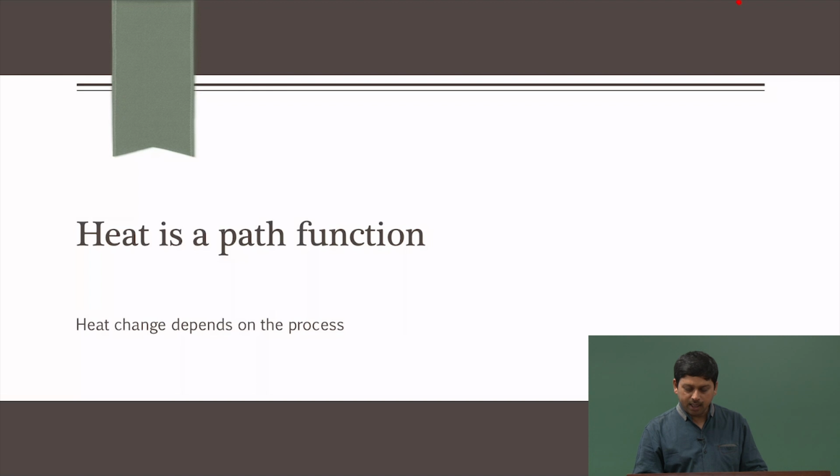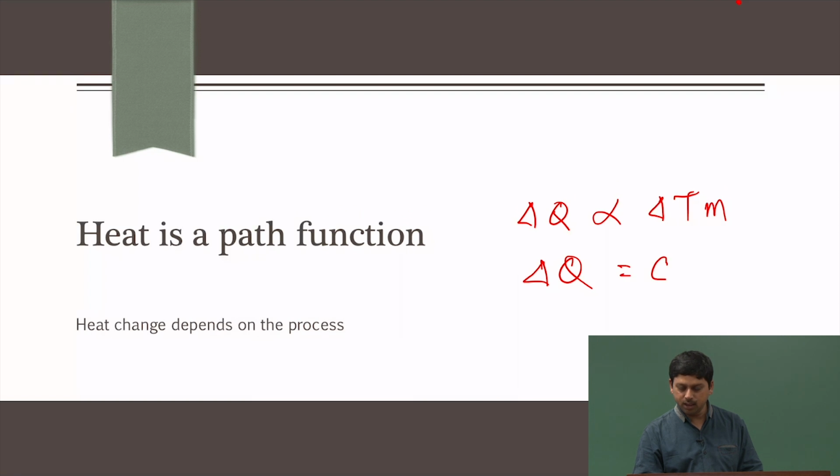So, work is a path function, and heat is a path function also. Now, we are going to establish why heat is a path function. What is our understanding about heat? Our understanding is that heat is something proportional to temperature. Now, how can it be a path function? It is proportional to temperature, and we have also seen that it is proportional to mass, but there is another quantity that heat depends on, which is the specific heat.